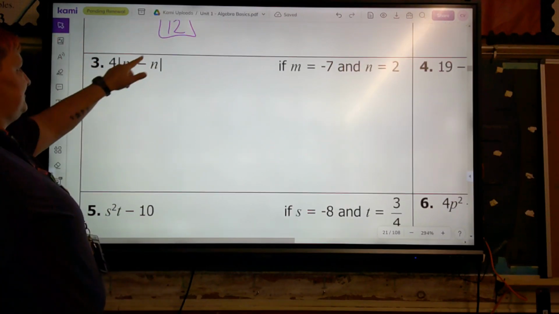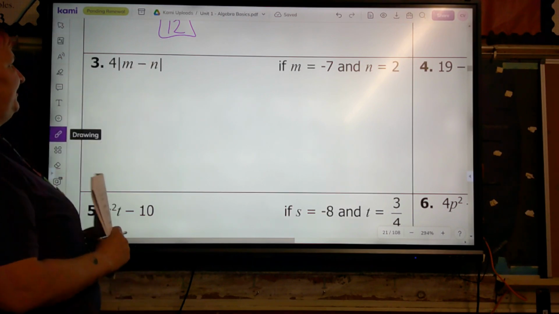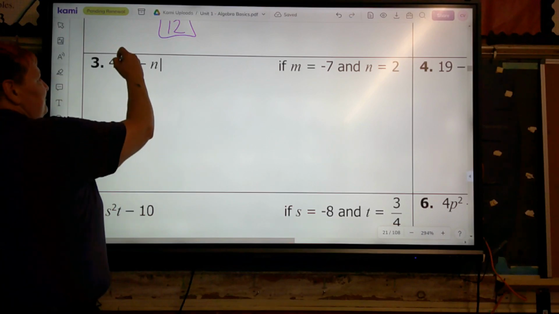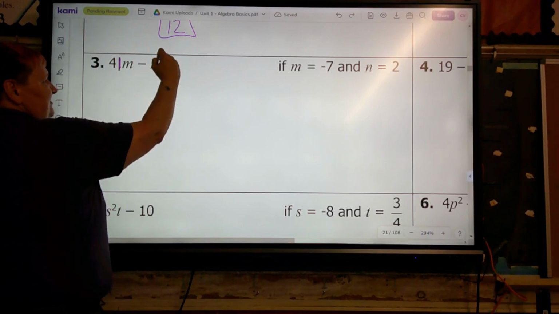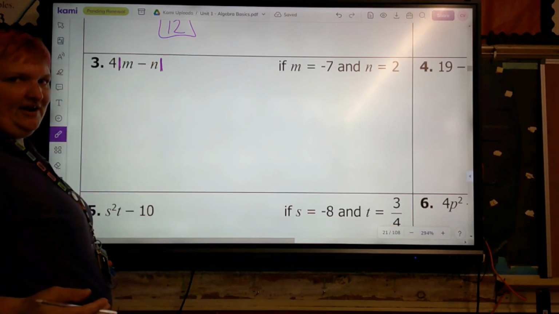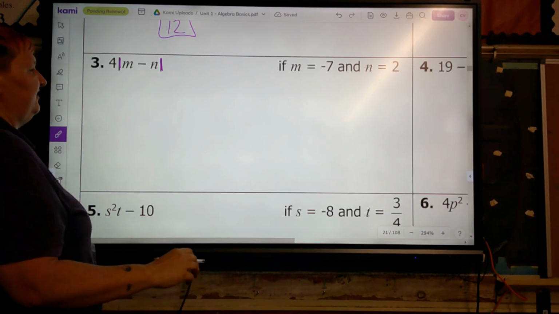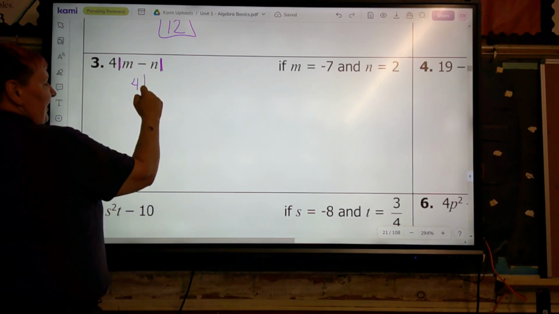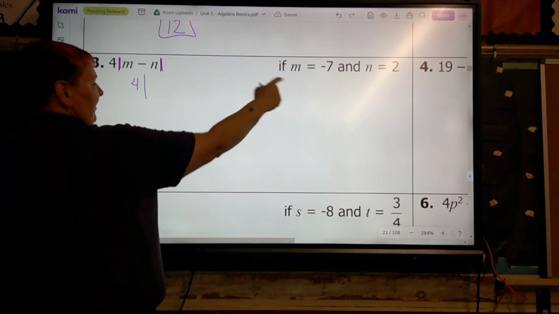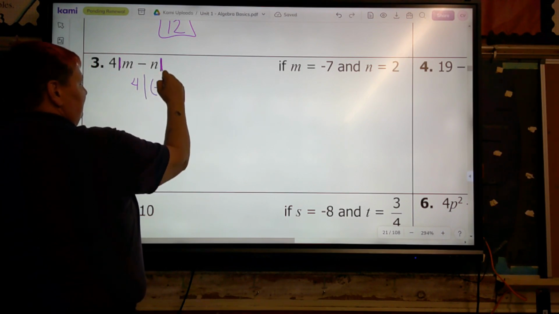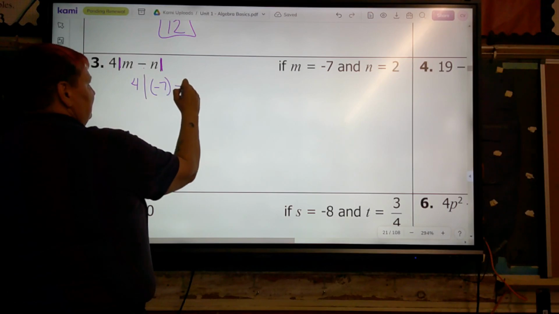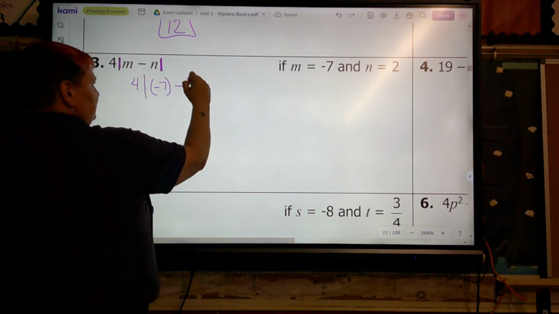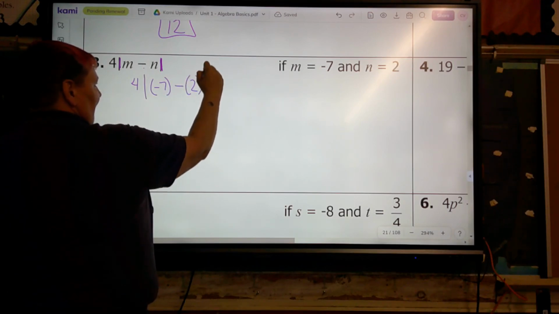Ooh, this one has absolute value bars. Fun. Alright, remember, absolute value bars are asking for the distance from 0 on the number line. I'll remind you when we get there. Alright, let's replace our variables first. 4, absolute value bar, m, which is negative 7, minus n, which is 2, absolute value bar.